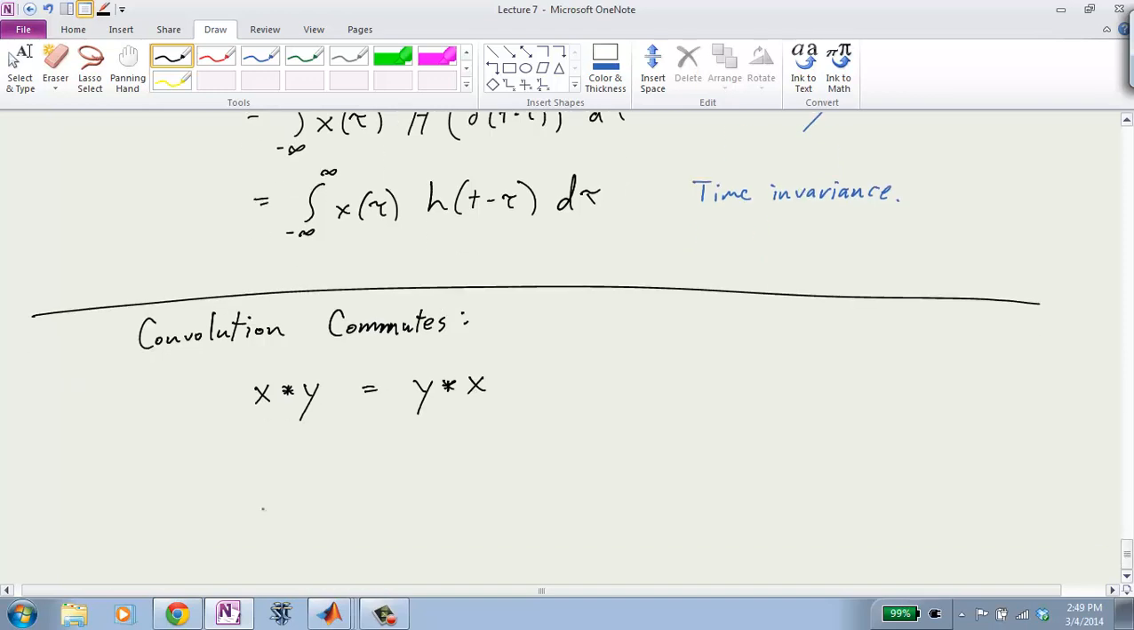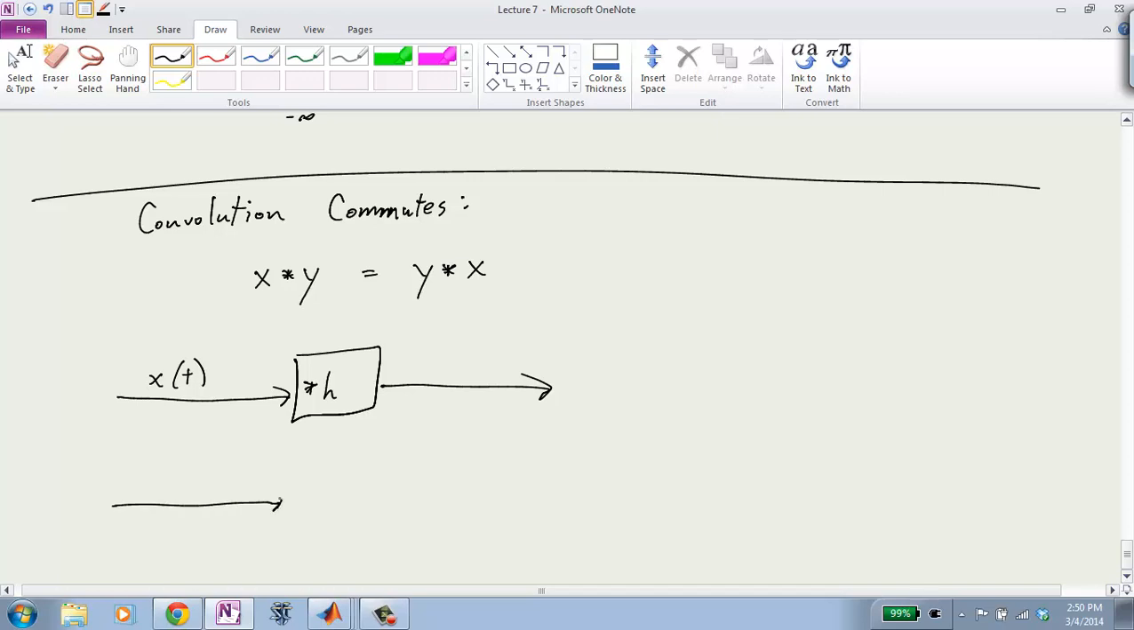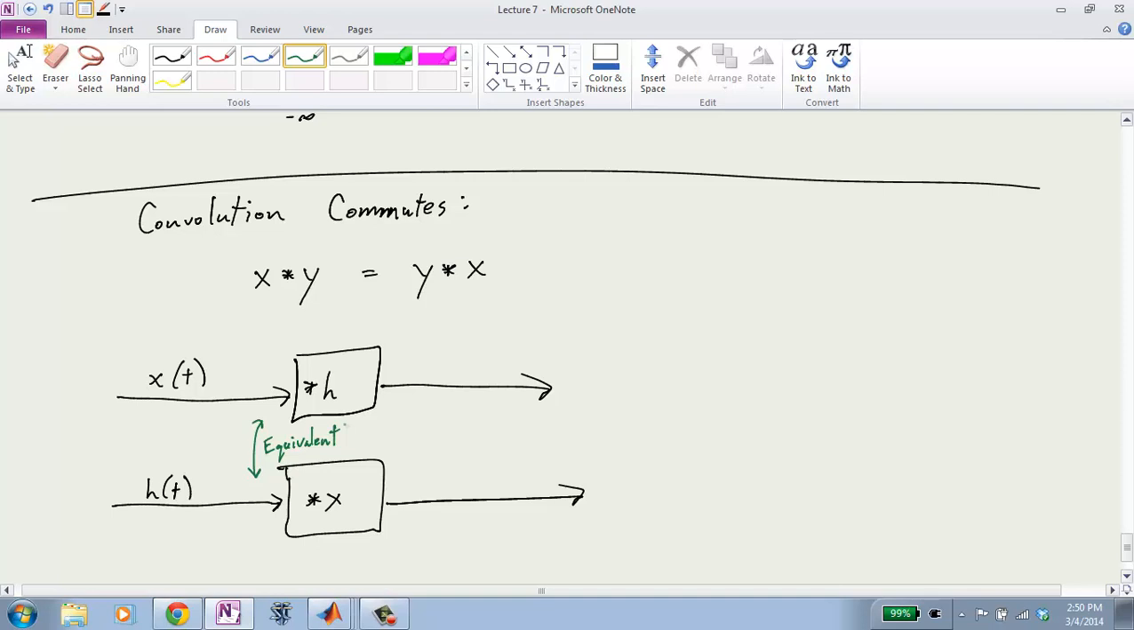So that gives us a cool way of thinking about signals and systems, how they interact. If x of t went into a system that convolved with h of t, right, that's equivalent to if you had your signal be h of t and you have a system whose impulse response is x of t. Okay, these are equivalent. So there's sort of an interchange between what's the input and what's the impulse response. It really didn't matter. The output would be the same.